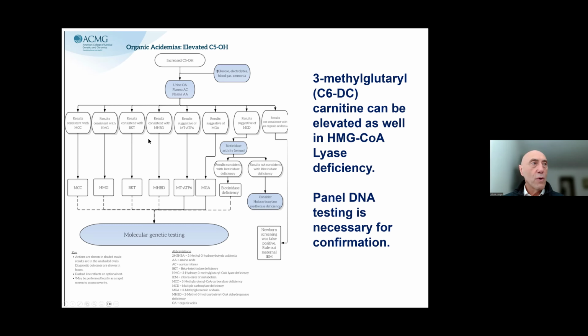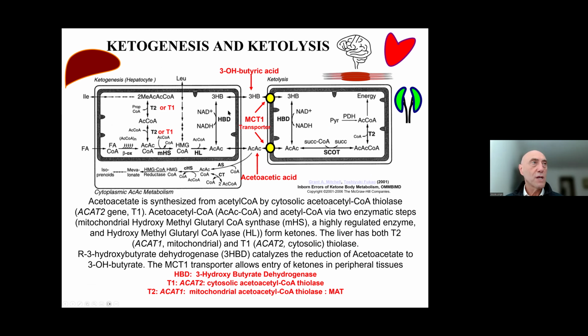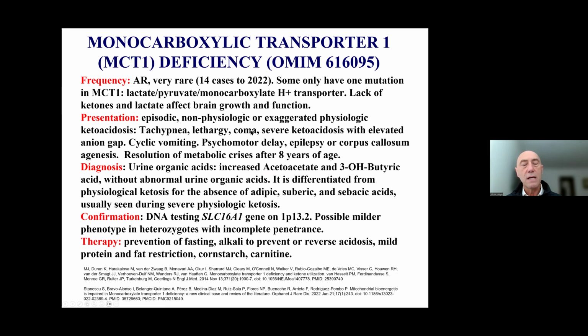Now, what we want to do is move on to disorders of ketone body utilization. Again, in the liver, we synthesize ketone bodies. They are released to the general circulation, and then they are taken up by the cell by the action of monocarboxylic transporter 1. Now, what happens if this monocarboxylic transporter 1 is deficient? Obviously, you have a deficiency of ketolysis with the accumulation of ketone bodies.